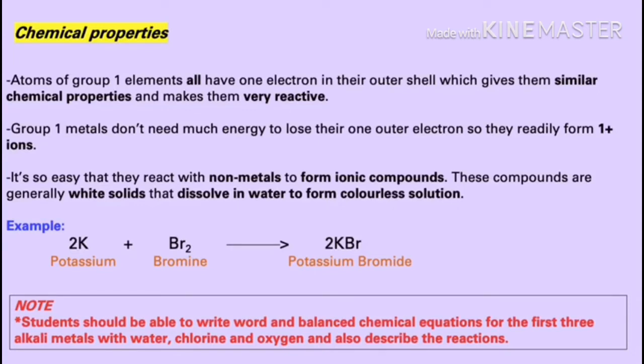These compounds are generally white solids that dissolve in water to form a colourless solution. For example, potassium, which is an alkali metal, reacts with bromine, which is a nonmetal. This forms an ionic compound called potassium bromide.